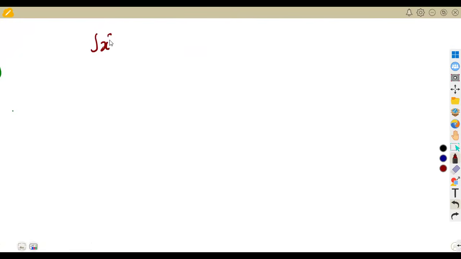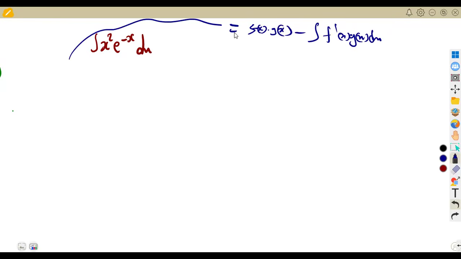So the integral of x squared e to the exponent of minus x dx is going to give us what? Remember, our formula is not changing, guys. We say this, and that is going to give us f(x)g(x) minus the integral of f'(x)g(x) dx at the end. This is what you get from whatever integral you have there. Remember that.